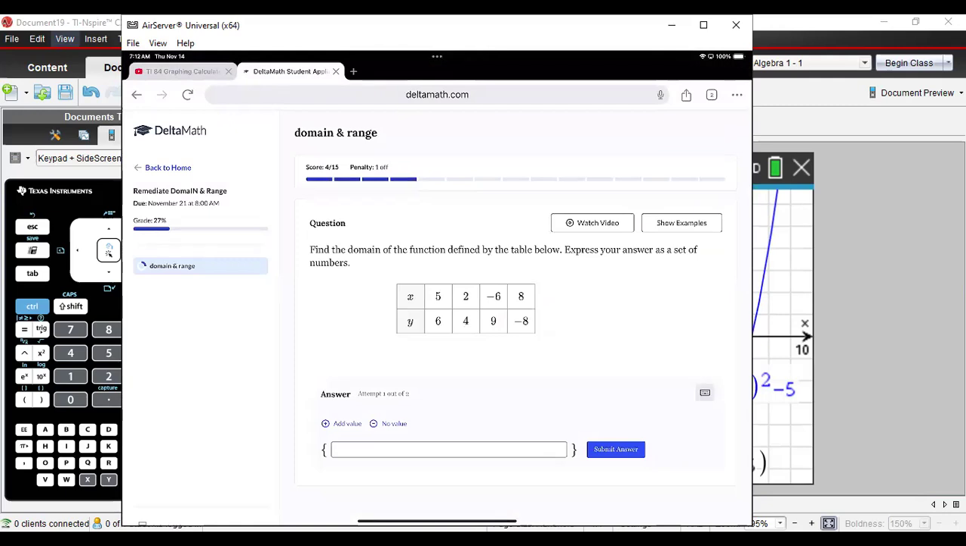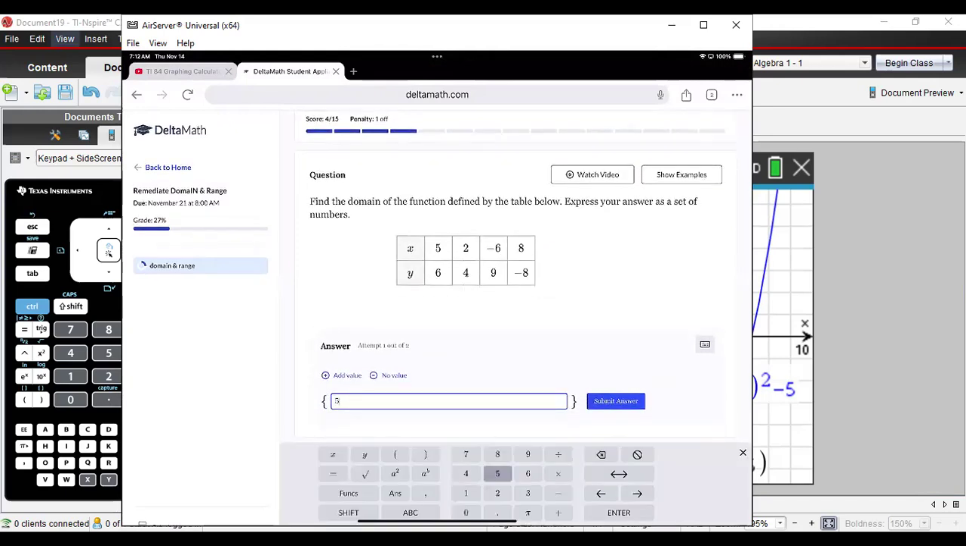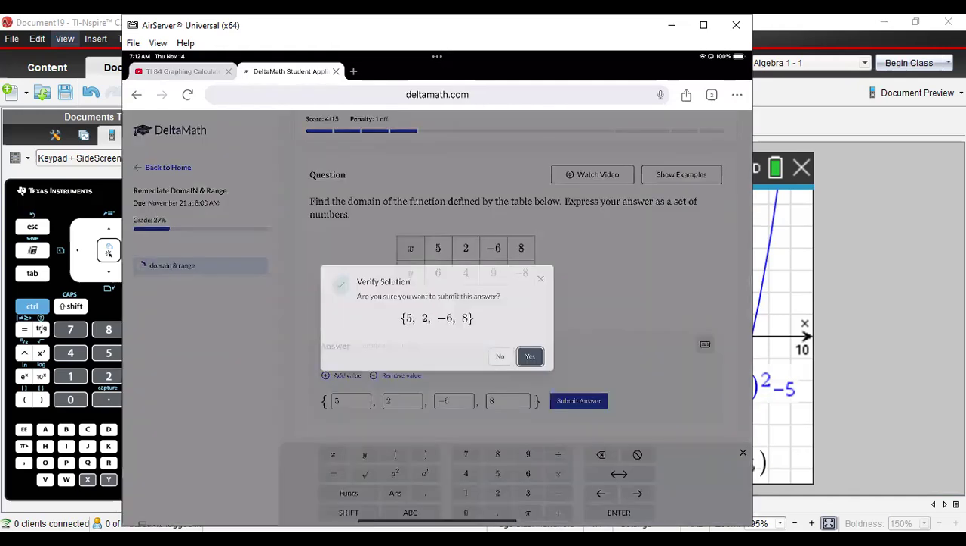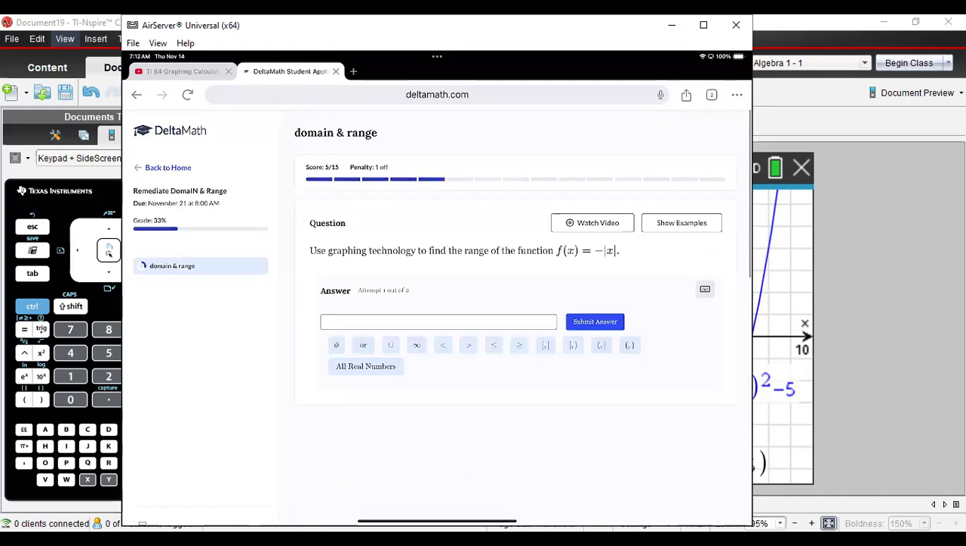Yeah, so if you have a table, they want the domain, you're just going to list all the x values. So it's 5, 2, -6, and then 8. Then you submit it. It's good. Let's see, are there any other ones?